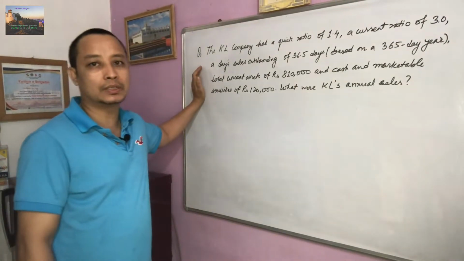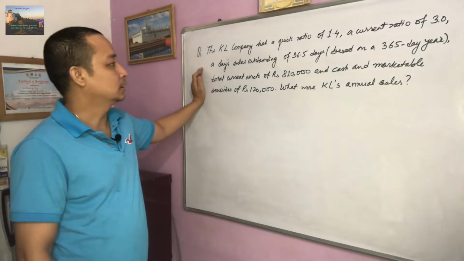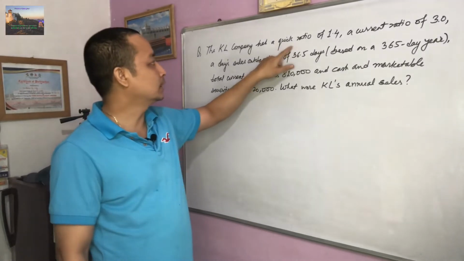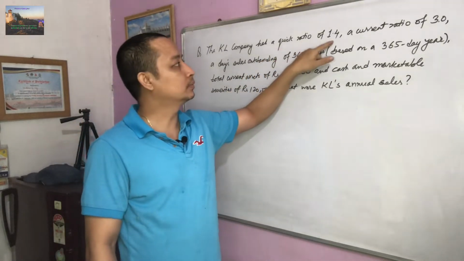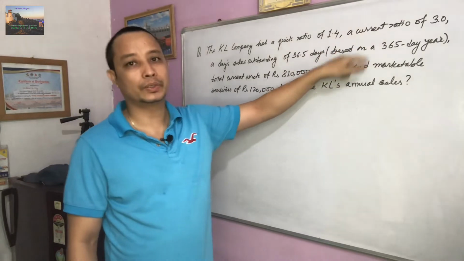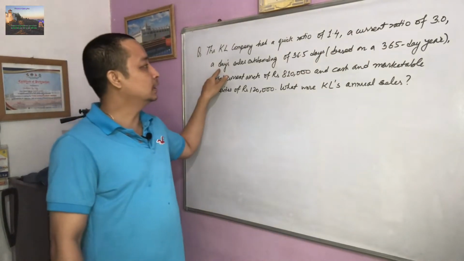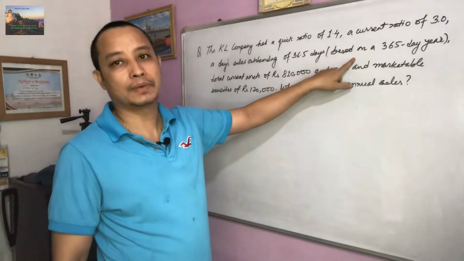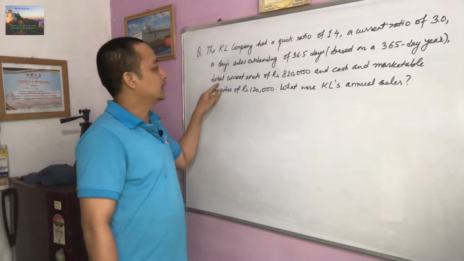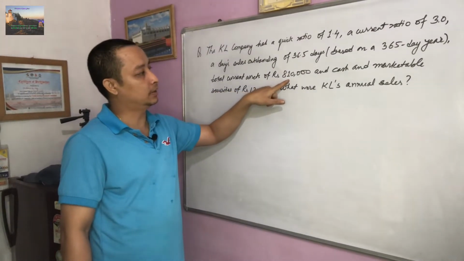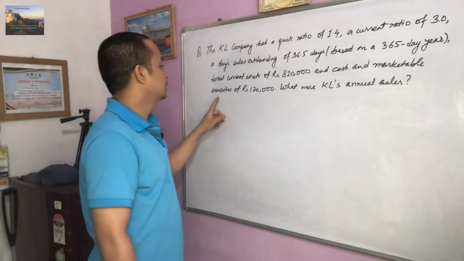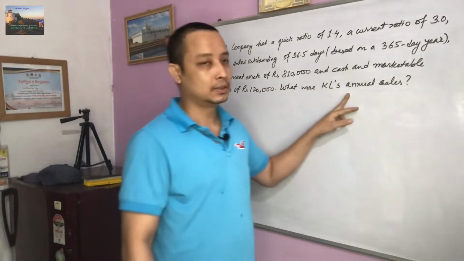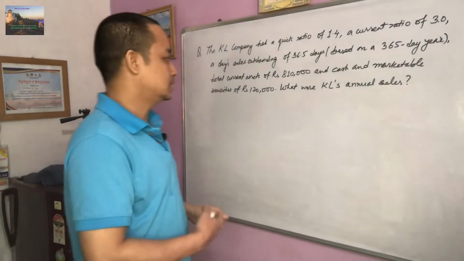So this is a question related with financial ratios. Here different informations are given. KL company's quick ratio is given 1.4, current ratio is given 3.0, days sales outstanding is given 36.5 days based on a 365 days a year. Total current asset is given rupees 8,10,000 and cash and marketable security of rupees 1,20,000 is given here, and you are asked to find annual sales. So now let's see.